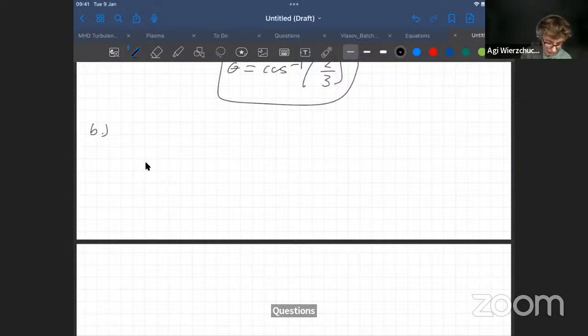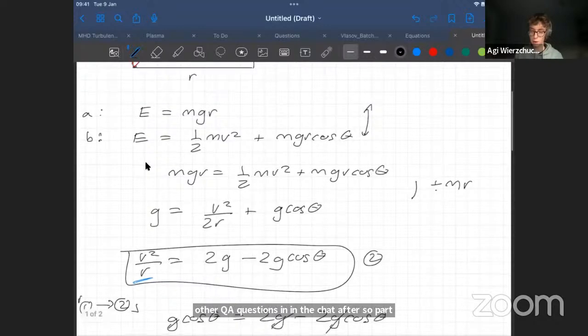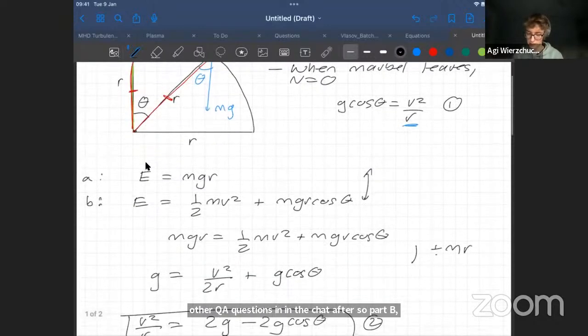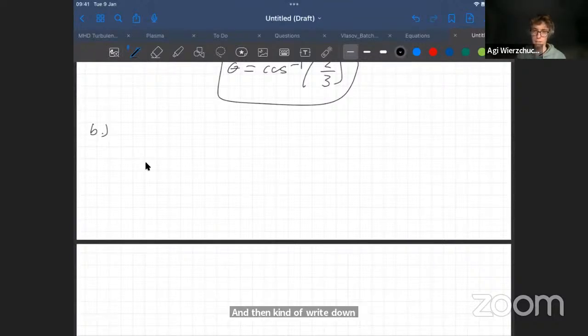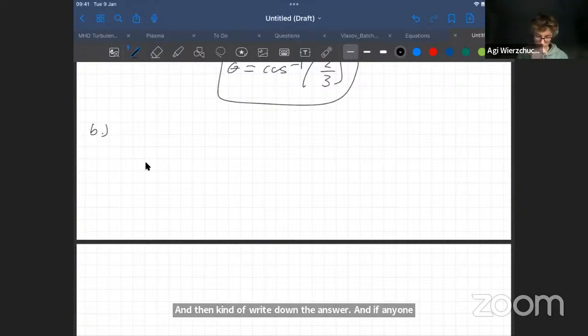So part B basically says, how far away from the base will the marble land? I'll set up this problem because the essence of this problem is basically solving a SUVAT equation. So let me set it up and then write down the answer. And if anyone has any questions about SUVAT, I can answer them in the chat later.